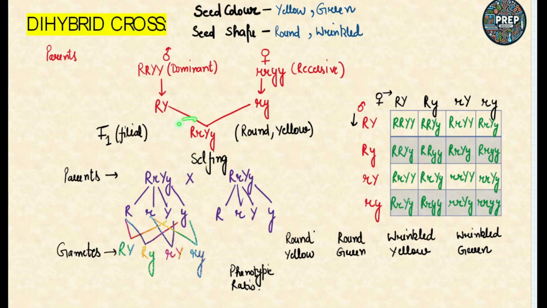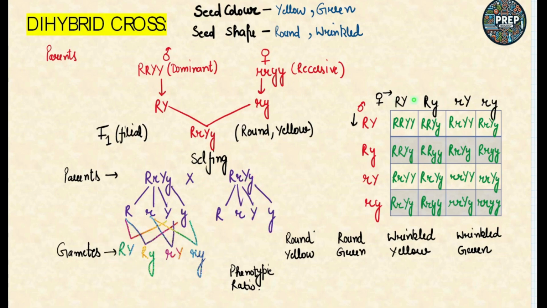Now in the F1 generation, selfing takes place, that is, self-fertilization of the F1 generation. This is one parent and this is the second parent. Now the gametes formed from one parent are capital R capital Y, capital R small y, small r capital Y, and small r small y. So these are the four gametes of one parent, and the same for the other parent.